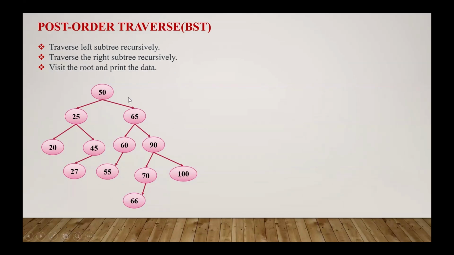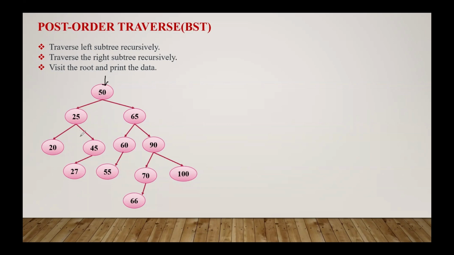Post-order traversal means first the left subtree, then the right subtree, then only the root. So pre, post and in-order depend upon the root position. Here, first the left subtree, right subtree, then the root. So anyhow we have to start from the root 50. We have to traverse the left subtree, this one, then 25, then 20.